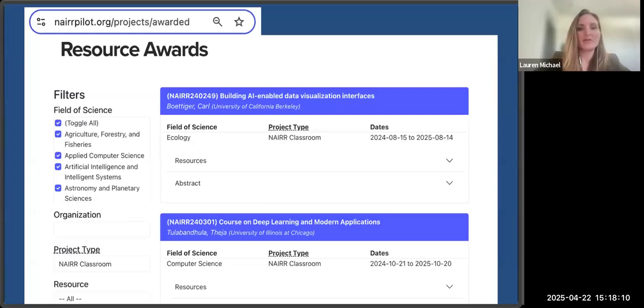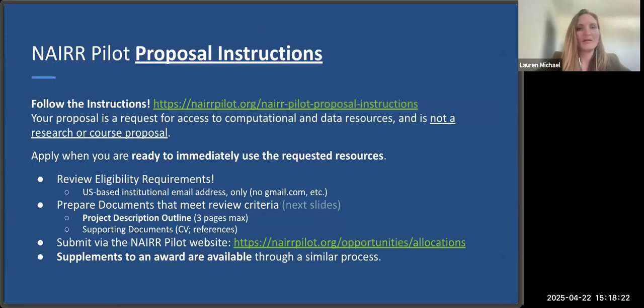One way to assess alignment to the focus areas is to look at awarded abstracts on the resource awards page. Here you can also find information about the size and specific resources awarded. Looking now at the proposal submission process and instructions, first off, it's very important to read and follow the call for proposals on the website. Secondly, it's important to recognize that a NAIRR Pilot resource request is not a research proposal, as I mentioned before, but a request for computational and data resources. So the structure and review criteria for proposals may be new to you. And this has two implications.